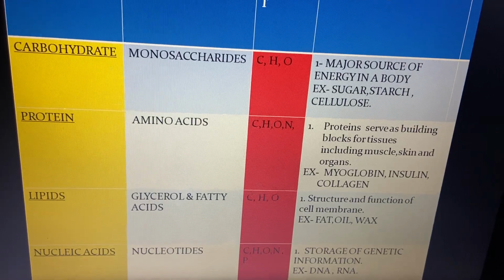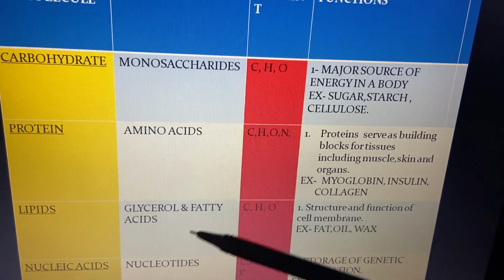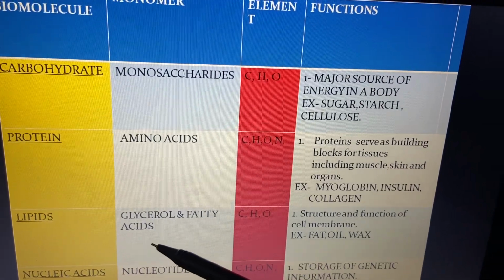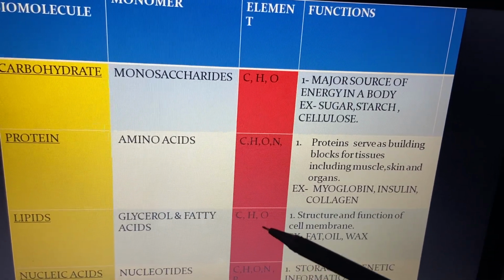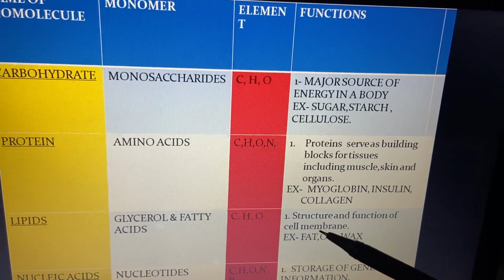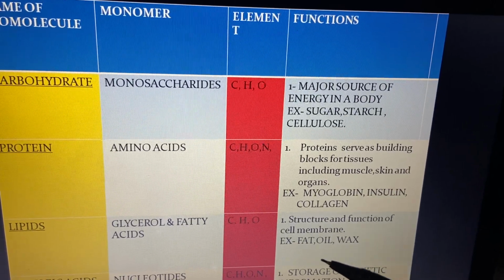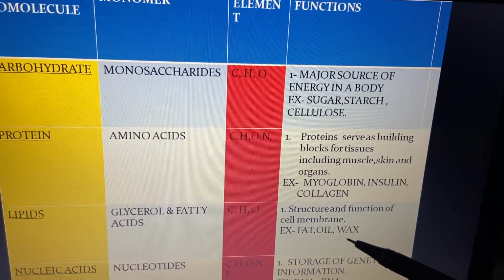Next, we come to the third category of biomolecule, that is lipids. Lipids are made up of glycerol and fatty acid chains. The major elements are carbon, hydrogen, and oxygen. Lipids are involved in the structure and function of the cell membrane. For example, fat, oil, and wax.